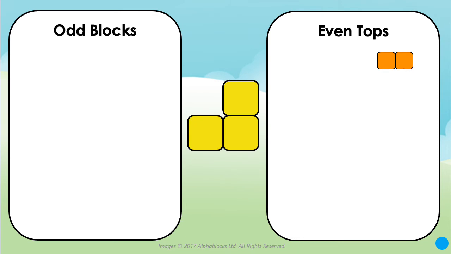Very good. Next one. This is number block three. Now, is number block three an odd block or an even top? Three is one more than two. It's got an odd block on the top. That's right. It's in the odd blocks team.